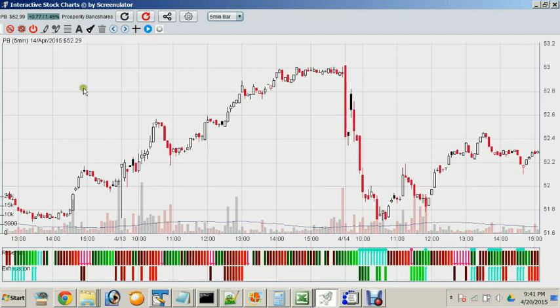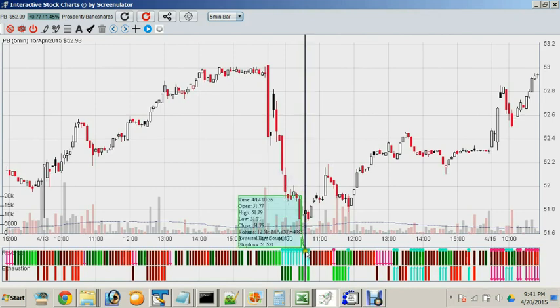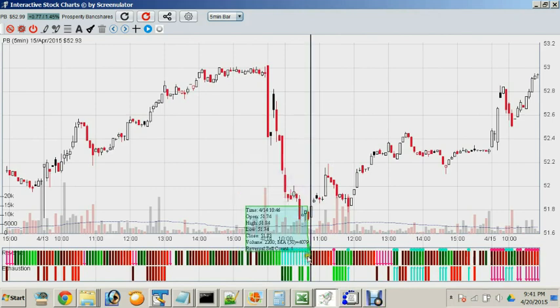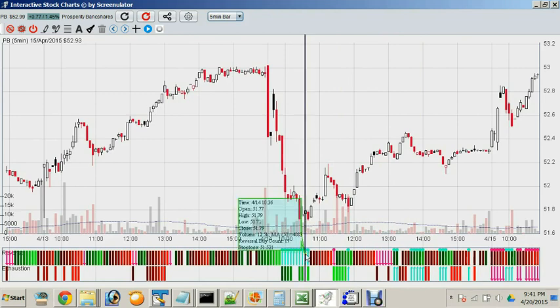So here is one example, PB, a stock that was one of the top 10 picks in April 2015. And as you can see here, again, my trading time is restricted between 10:30 and 2:30, so you would have bought exactly at 10:30 here and seen the stock price rise subsequently.